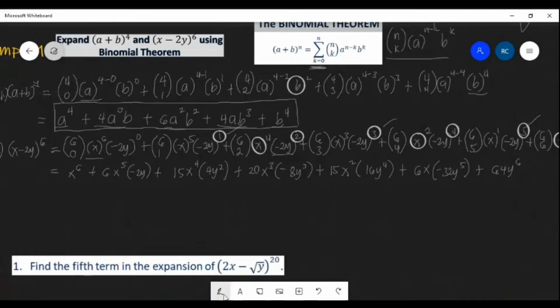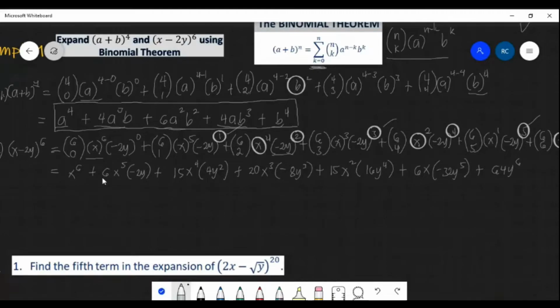Okay, we're not yet done. Ang sisimplify na lang natin yung nasa loob. Yung first term at saka yung last term, okay na tayo. So let's have this. X raised to 6. What is 6 times 2? Negative 12. Negative 12x raised to 5, y na lang.